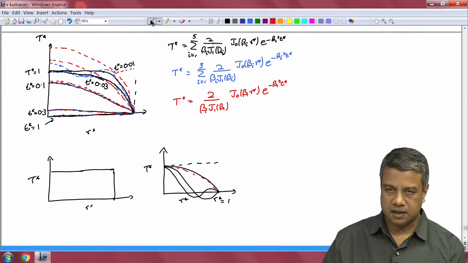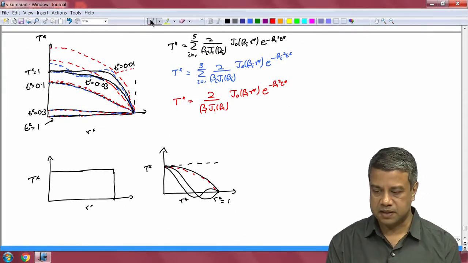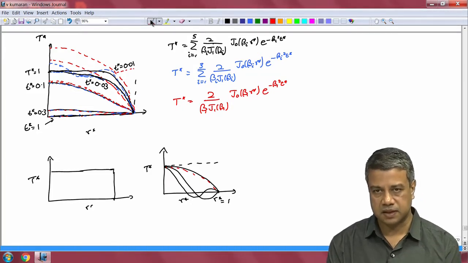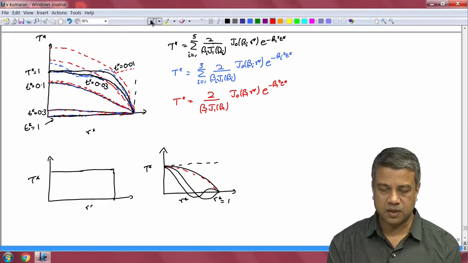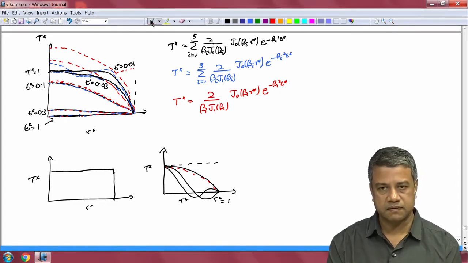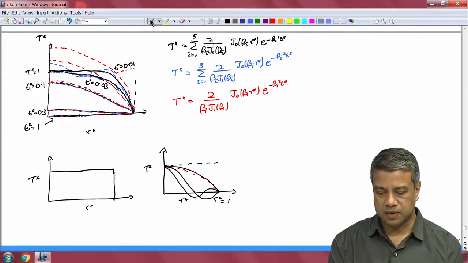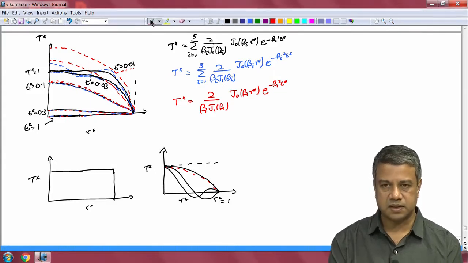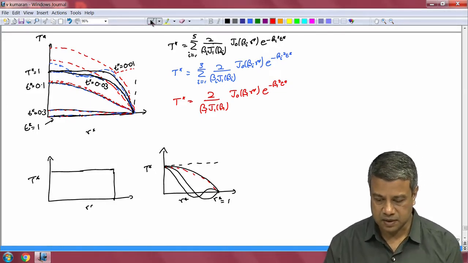At late times, when t star, the scaled time, scaled by the diffusion time for a length r, is greater than about 0.1, even including just one term in the expansion gives you a numerically accurate result. At 0.03 you need to include 3 terms, and at 0.01 even 5 terms does not give you an accurate result, though it is close.